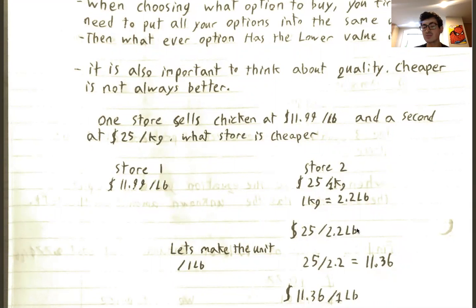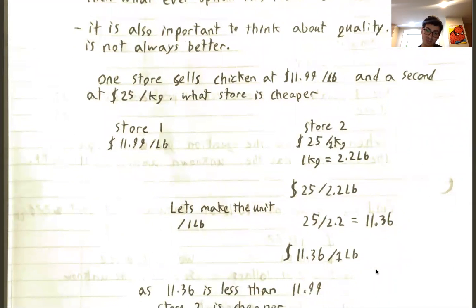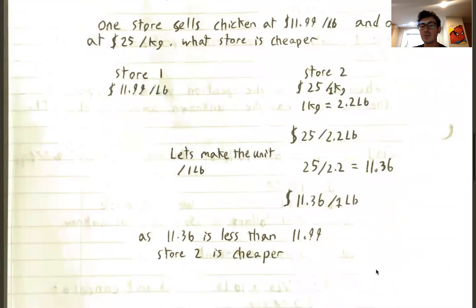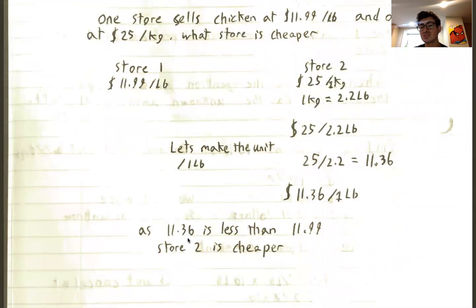So now to get down to per pound, we want to divide our 25 by 2.2, so we just get back to 1 pound. Doing the division, we get $11.36. So store two is going to sell its chicken at $11.36 per pound. And because $11.36 is less than $11.99, we can see store two is the cheaper option.